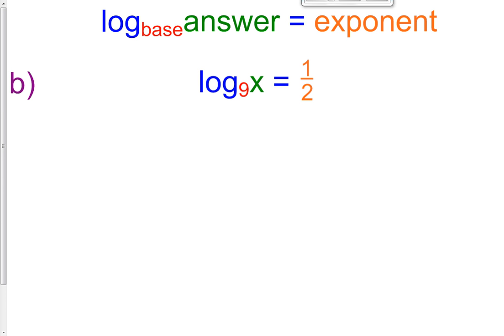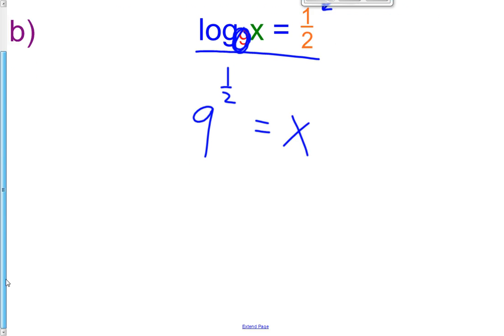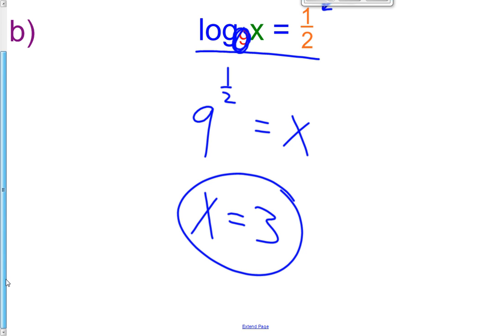Letter B, I got to find what x equals. I got to change the form then. So instead of logarithmic form, let's change it to exponential. 9 is still our base, so this base never changes. Okay, 9 raised to the number on the right, 9 raised to the 1/2 power, equals x. What is 9 raised to the 1/2 power? You can do that in your calculator. It's the same thing as the square root of 9, so x equals 3. There's our answer for problem letter B.